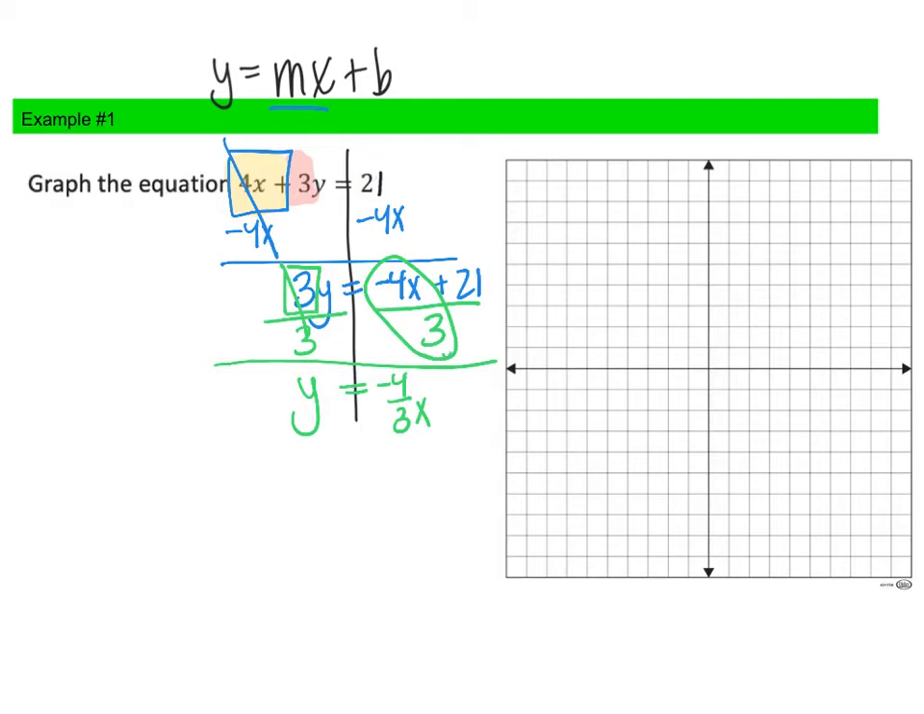And then on my second term, I have 21 over 3. Well, that's the same as 21 divided by 3, which is 7. So from here, I am in slope-intercept form. You can see y equals mx plus b. I have it set up just like that. And I'm going to identify my m.